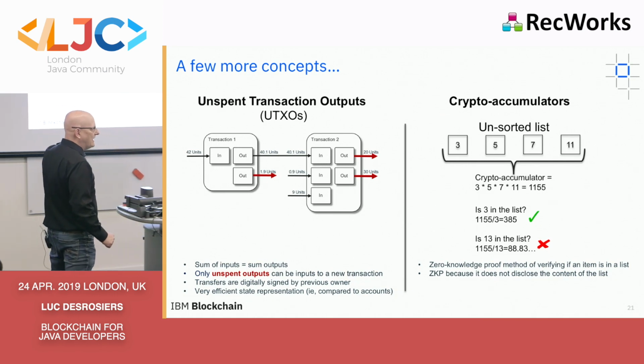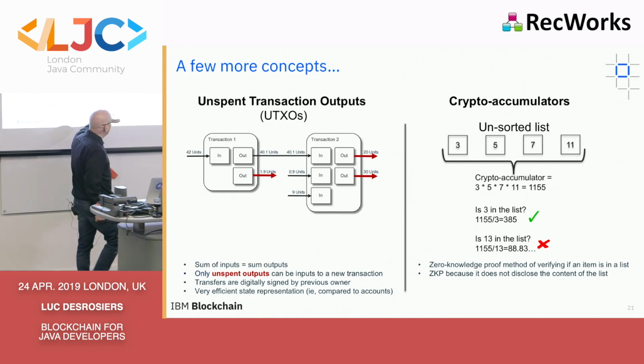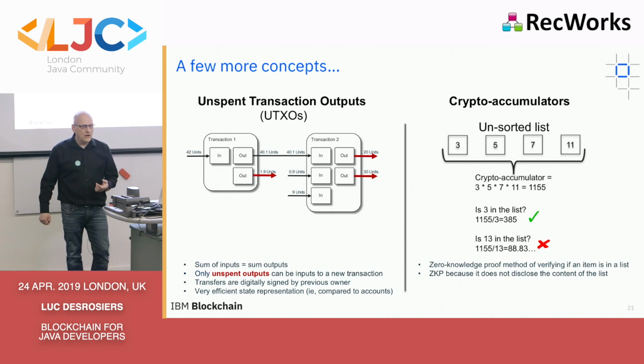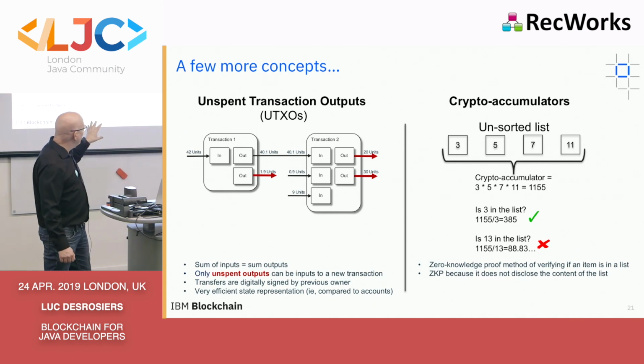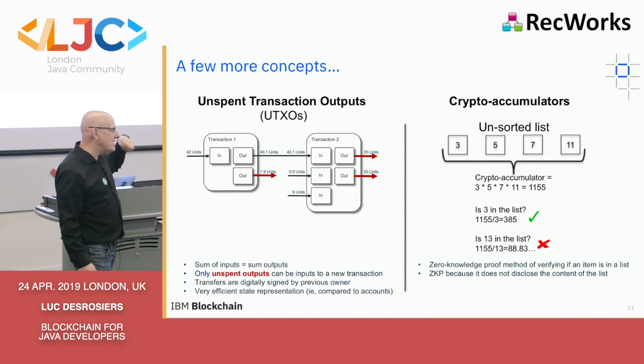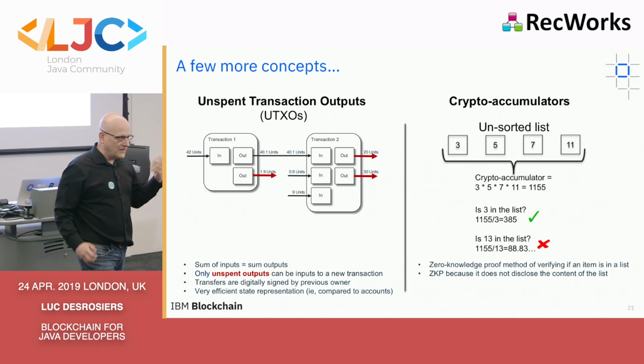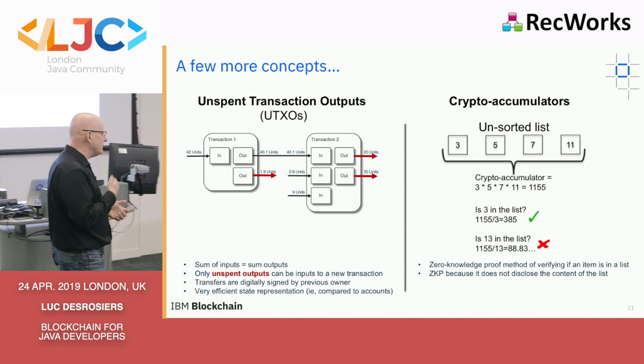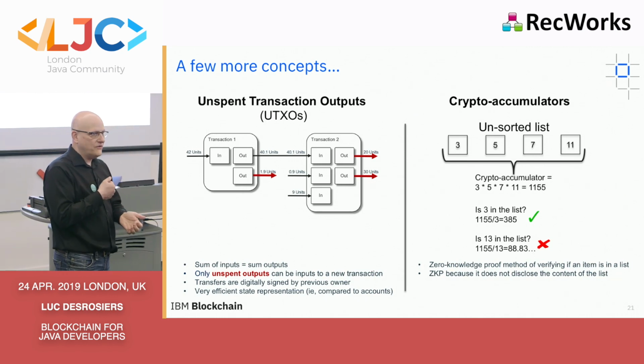Now, is 3 in the list? Well, it's easy to validate if 3 is in the list, right? Can I divide that number by 3? Because they're prime numbers, it's either going to come back with a whole number or not. So in this case, if I test is 13 in the list, it comes back with an incomplete number. So essentially, with that little trick, I can start accumulating those transaction IDs. I can merge them into a crypto accumulator, and I can now test the validity of a claim.